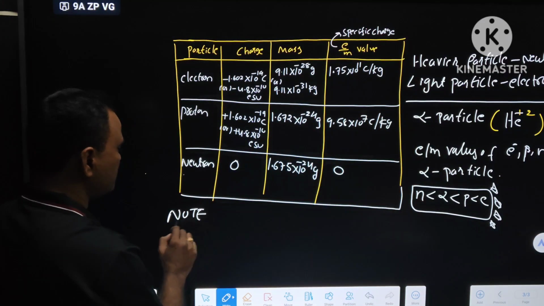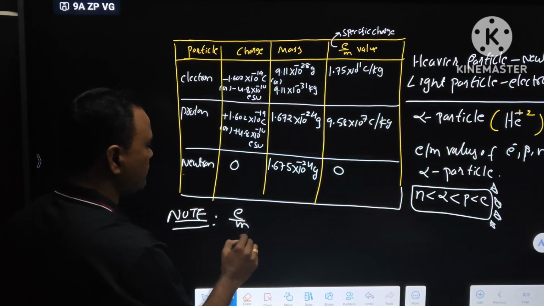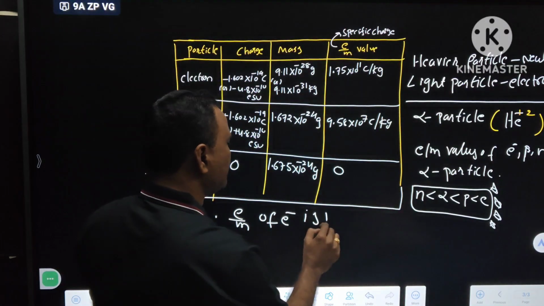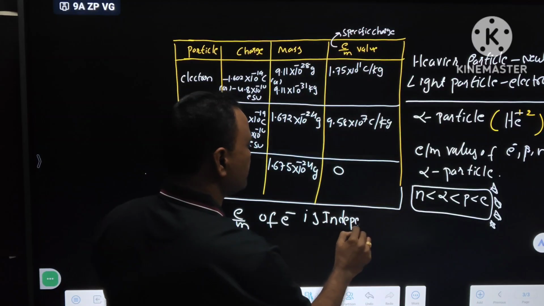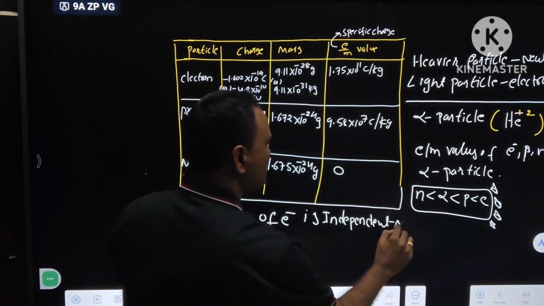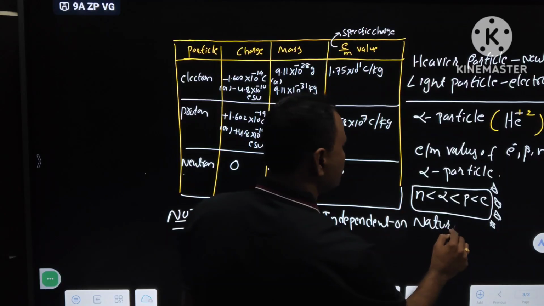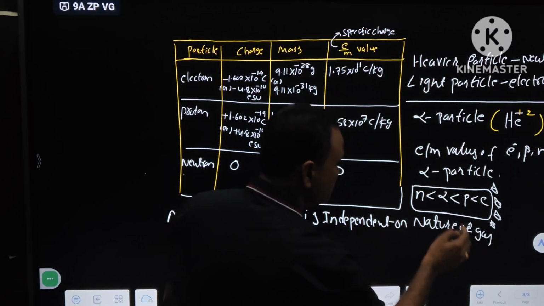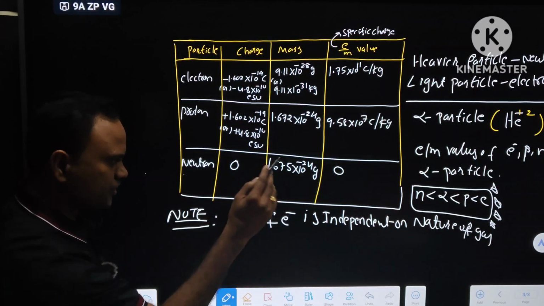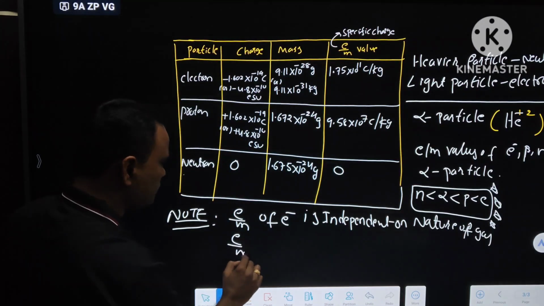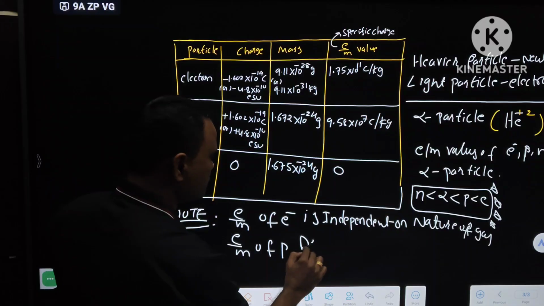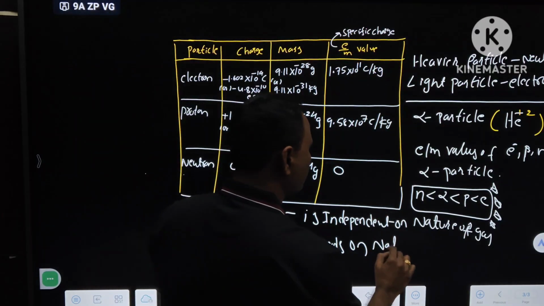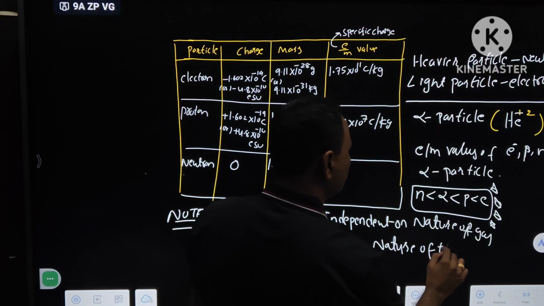This is very, very important. The e by m value, the specific charge of the electron, or the nature of the electron, is independent of the nature of the gas. Just now I have shown, right? e minus, e minus, e minus, e minus. In every case, e minus only. But the e by m value of the proton depends on the nature of the gas.